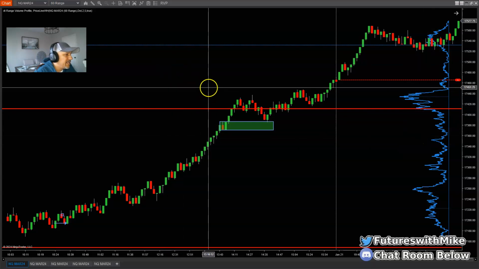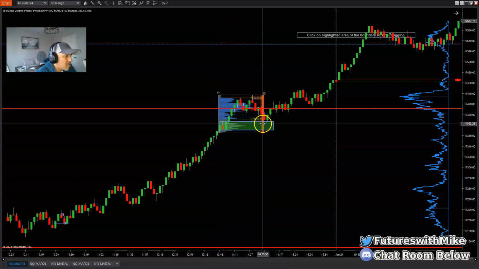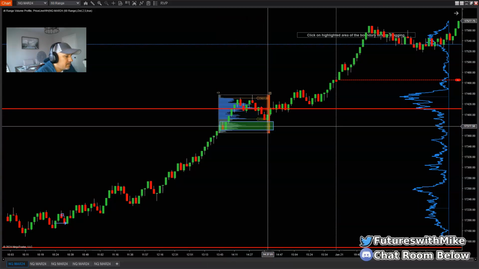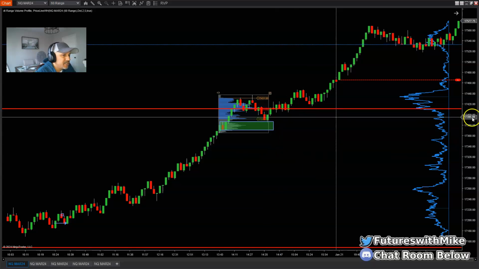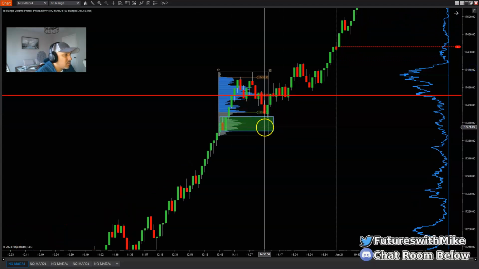So what I could do is, again, use this micro or mini range profile tool, built into the suite here, or the volume profile tool, and I can see in reference where it doesn't lie at.